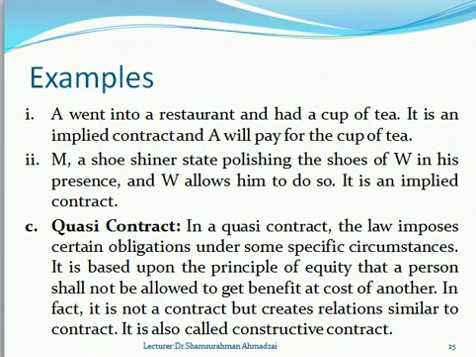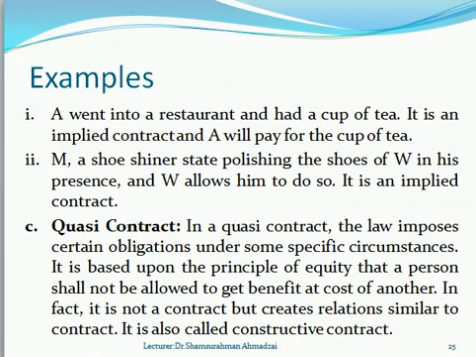A went into a restaurant and had a cup of tea. A داخل رستوران میشه و یک پیاله چای میخوره. چون او یک پیاله چای خورد اینجا implied contract صورت میگیره. چای خورد خلاص شد، مکلف هستن که پول بده. به این خاطر اینجا ما میگیم که it is implied contract. It is an implied contract because A will pay for the cup of tea. به خاطر یک پیاله چای خورده A باید پول بده.